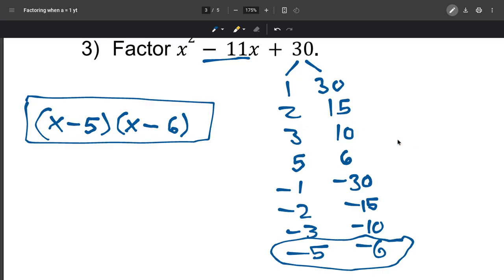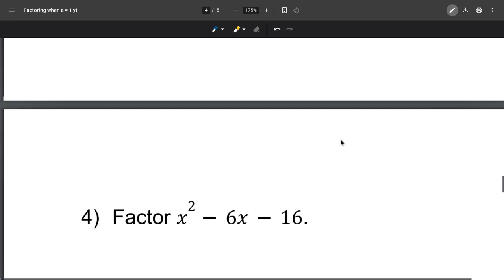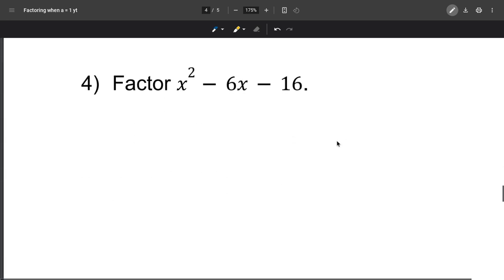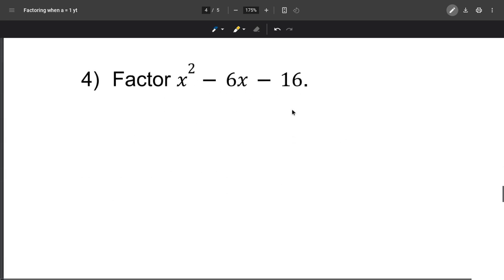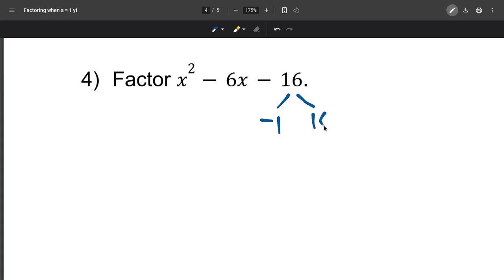Hopefully all of this is making sense. Let's keep going. All right, problem 4. Factor x squared minus 6x minus 16. So I'm going to list the factor pairs of -16. So -1 times +16 works.